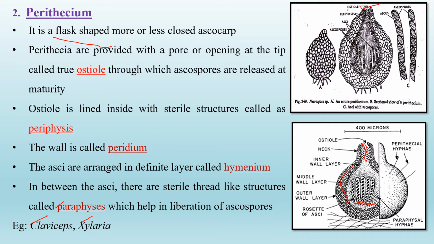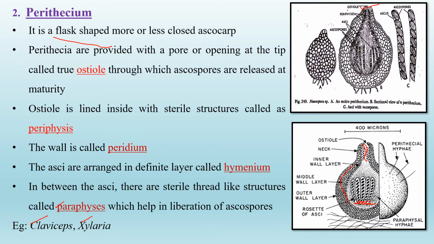So let us once again recall the perithecium. Perithecium is a flask shaped, more or less closed ascocarp provided with a pore or opening at the tip that is known as ostiole, through which ascospores are released at maturity, and the ostiole is lined with sterile structures called periphyses, and the wall is known as peridium. Asci are arranged in a definite layer called hymenium.